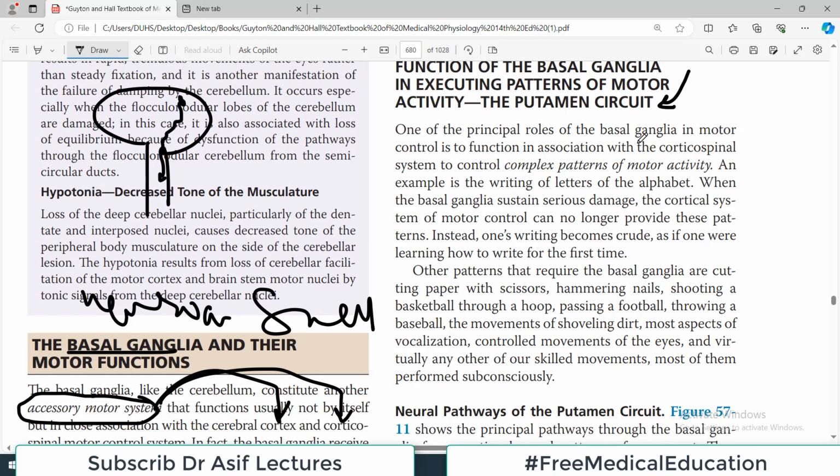One of the principal roles of the basal ganglia in motor control is to function in association with the corticospinal system to control the complex patterns of motor activity. So it is basically coordinating with the higher centers of the cerebral cortex and the corticospinal tracts. और ये basically इन्होंने जो example यहाँ दी है, that is writing an alphabet. When the basal ganglia sustains serious damage, the cortical system of motor control can no longer provide these particular patterns. Instead, one's writing becomes crude, as if one were learning how to write for the first time.